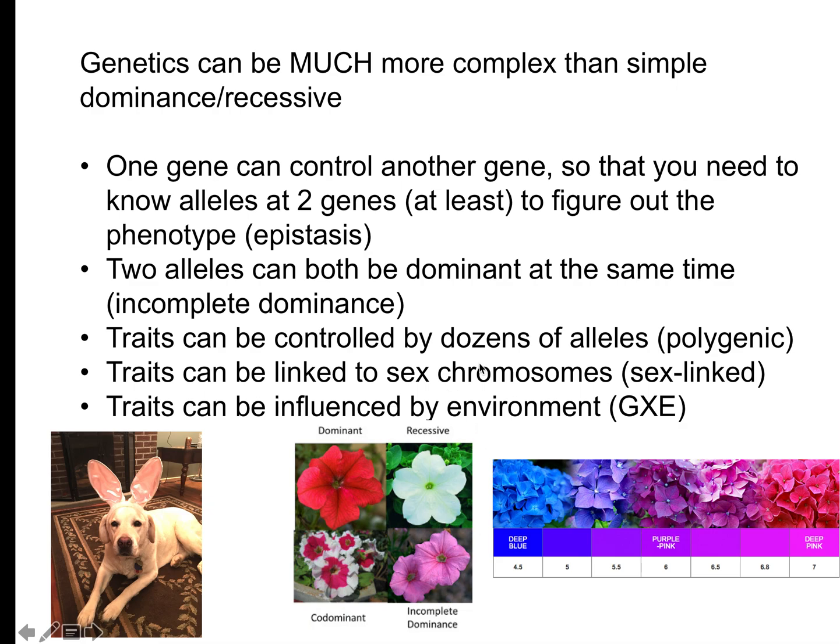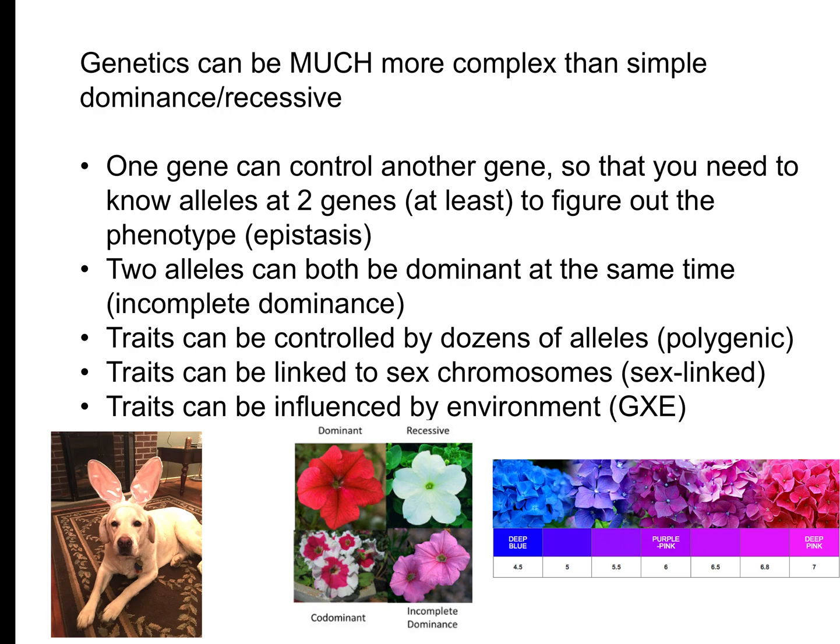You can have traits controlled by dozens of alleles, not just either purple or white as a flower, but all kinds of alleles contributing to what you're going to see in terms of phenotype. So human height is an example of this. It's not that people are either short like me or tall like LeBron, but there's all kinds of variability in between, and it is controlled by dozens of genes.